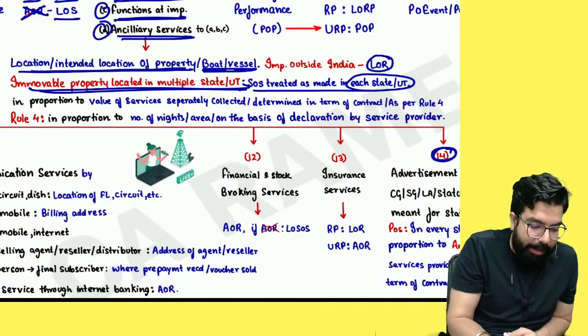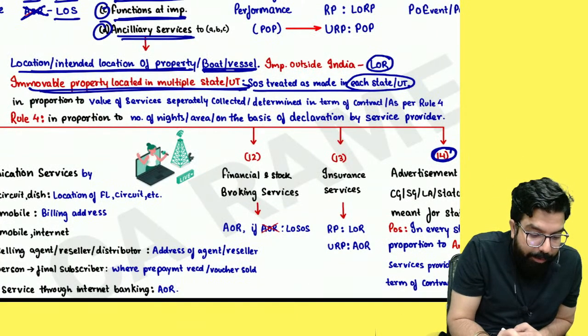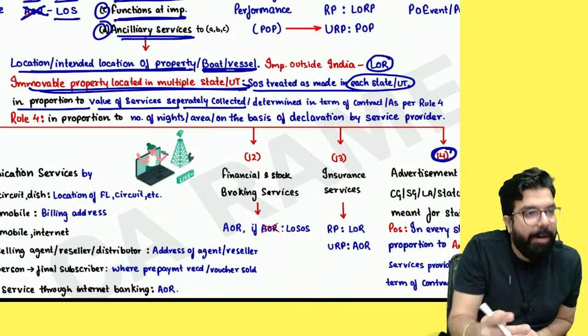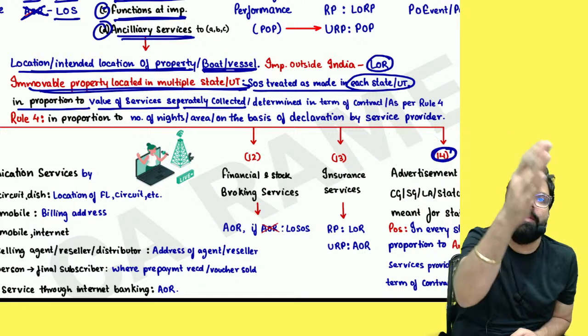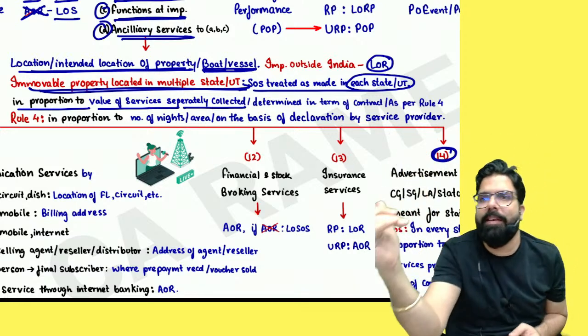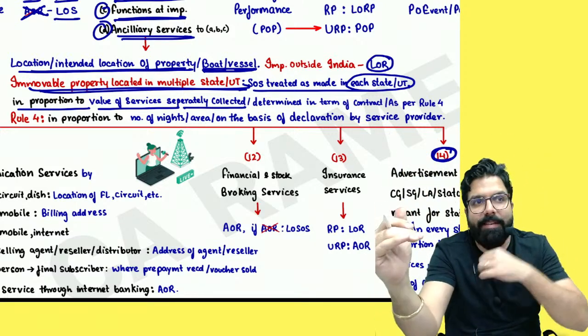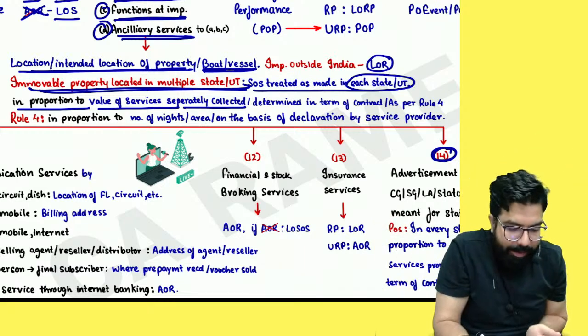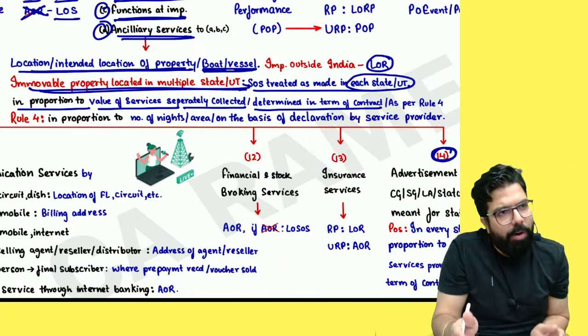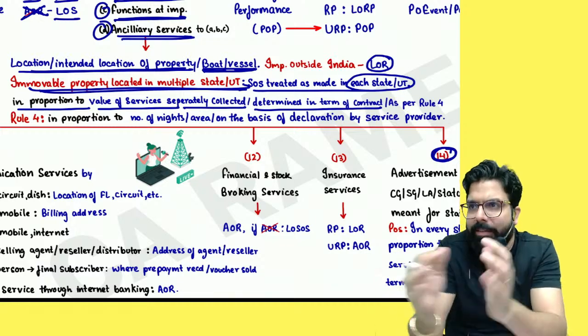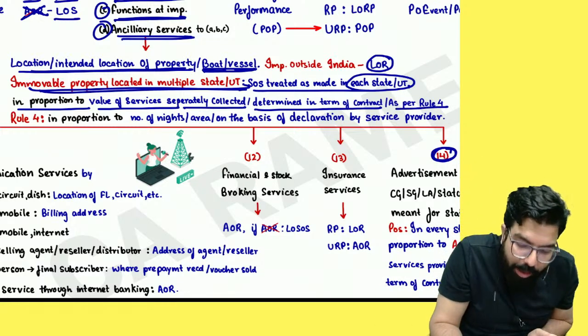That is what they are telling. Value, see everyone here, in proportion to value of services collected separately. If I would have collected 2 lakh separately and 3 lakh separately, then GST on 2 lakh will come in Karnataka, CGST, SGST, and on 3 lakh IGST. Or determine as per the contract. See if the contract is telling something. Or apply rule number 4.